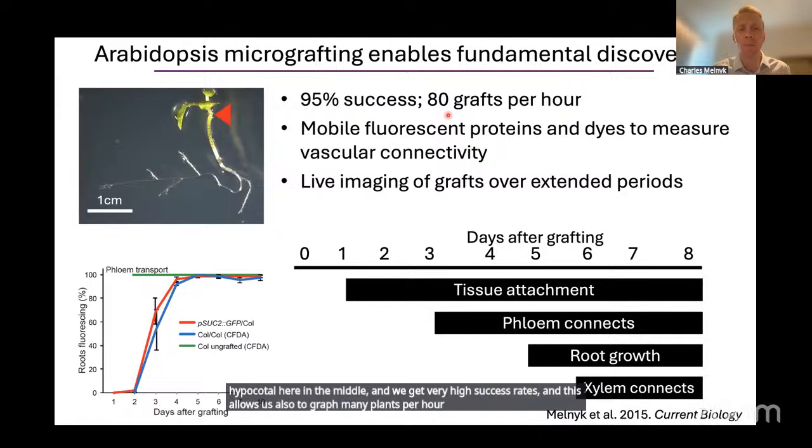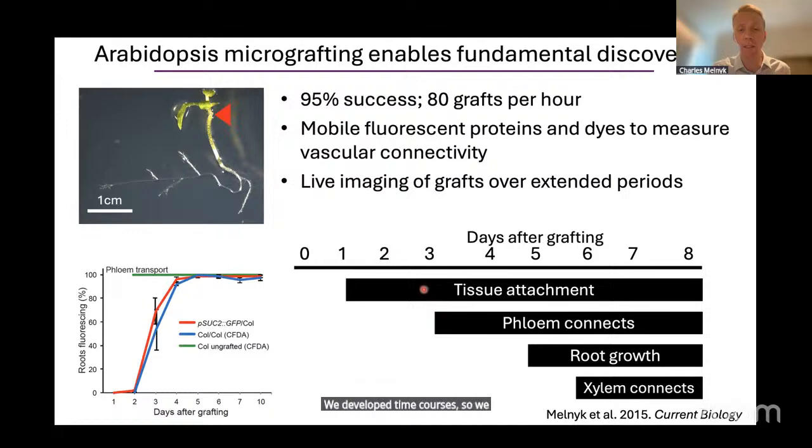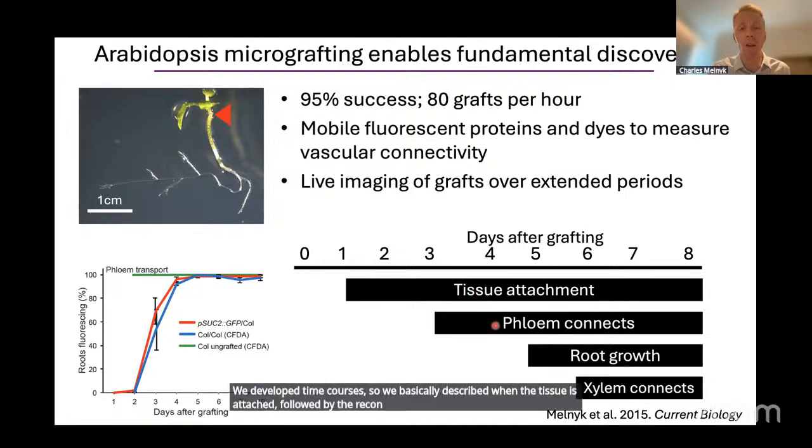Using these types of techniques, we've described genes, mechanisms, and pathways that are important for the successful formation of the graft. We developed time courses, so we basically described when the tissue is attached, followed by the reconnection of the phloem, followed by root growth, followed by the connection of the water conducting tissue, the xylem. And we could do assays such as this one here, where we look at the transport dynamics of fluorescent molecules, such as carboxyfluorescein or GFP.